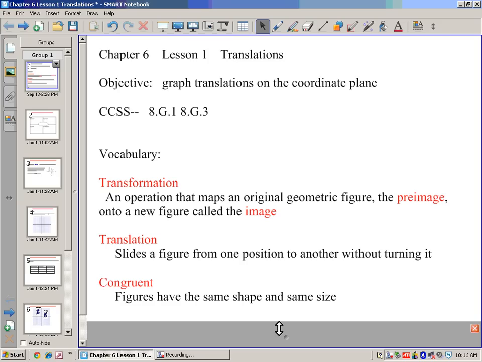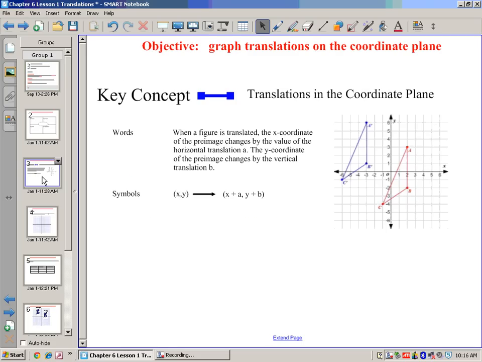And our final vocab for this lesson is congruent. Figures have the same shape and same size. We've seen that also in previous lessons, the word congruent. Okay, we're going to get right into our key concept. Our key concept for this lesson is translations in the coordinate plane.